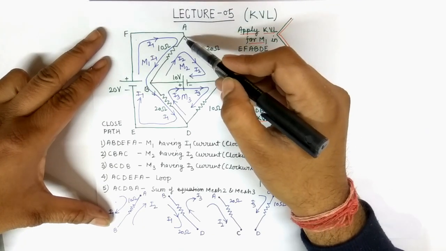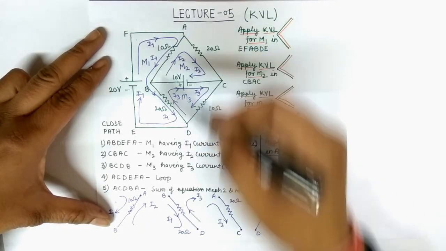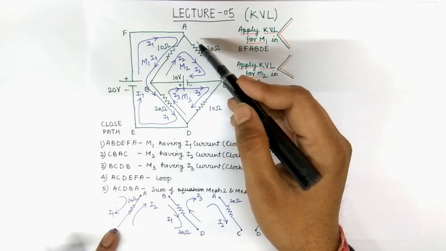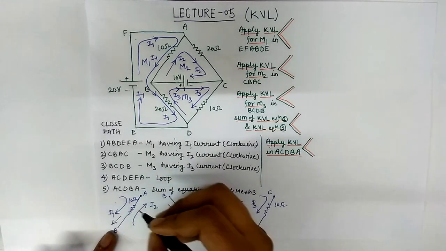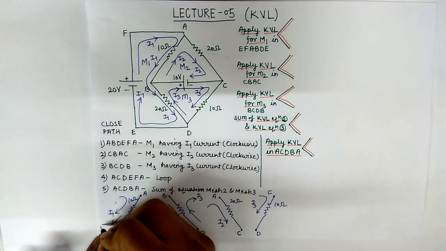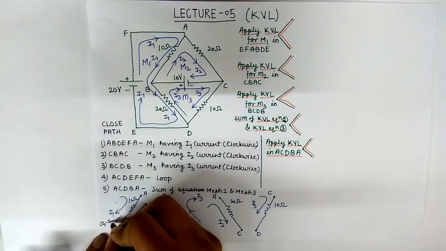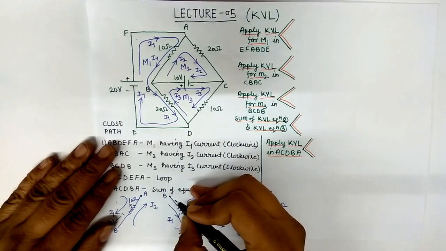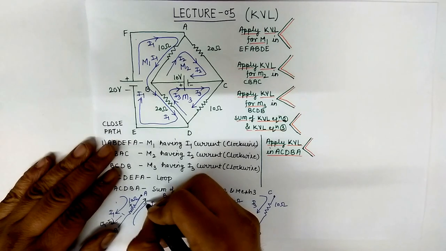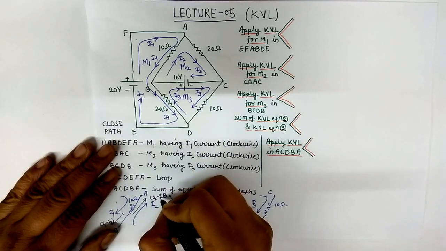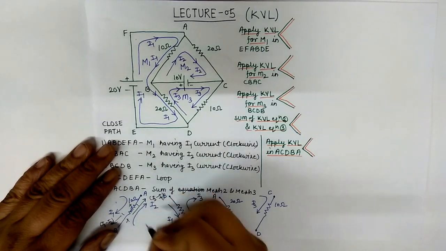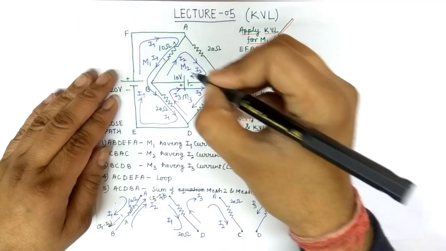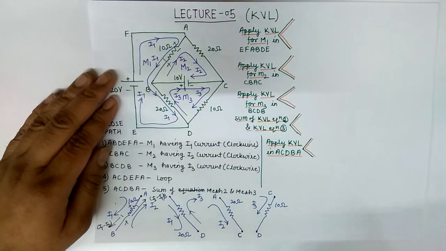So there is a branch A and B. In this branch, current I1 is flowing in this way and here current I2 is flowing in this way. So the net current flowing in this direction is I1 minus I2. So it is positive and this is negative. And when we consider current in this direction, it would be I2 minus I1, and this is positive and this is negative. So we mark positive, negative and positive, negative.